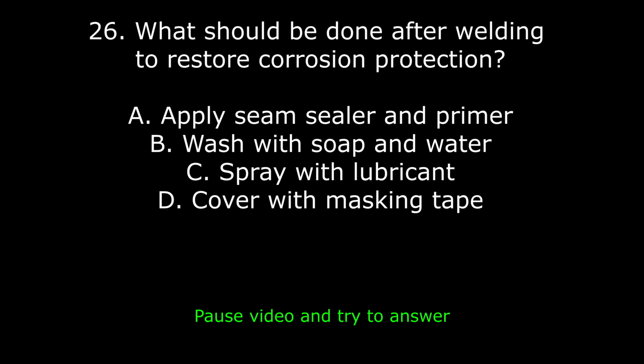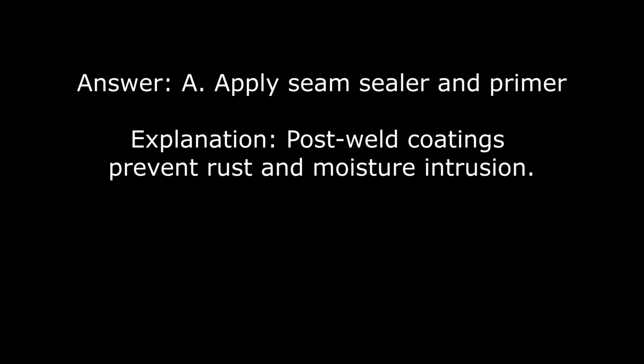26. What should be done after welding to restore corrosion protection? A. Apply seam sealer and primer. B. Wash with soap and water. C. Spray with lubricant. D. Cover with masking tape. Answer is A. Apply seam sealer and primer. Explanation: post-weld coatings prevent rust and moisture intrusion.